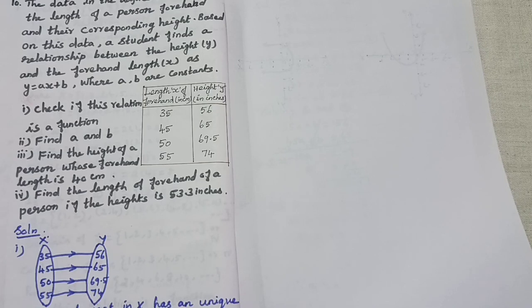Then the third subdivision: find the height of a person whose forehand length is 40 centimeter. You should find out the height of a person. What is given here? Forehand length, that is 40 centimeter, is given.